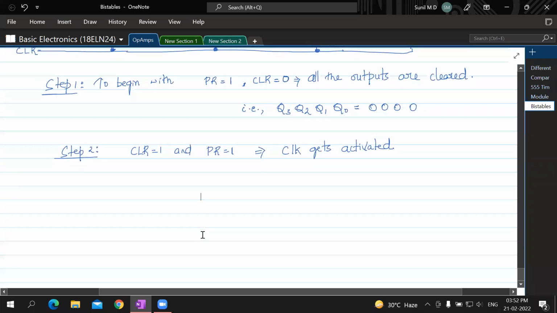Fine. Now, when the clock gets activated, let's see here. Clock, serial in data, the outputs Q3, Q2, Q1, Q0. This is how it looks. So to begin with, what is that? So serial in is 1010.